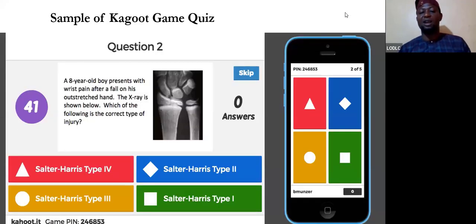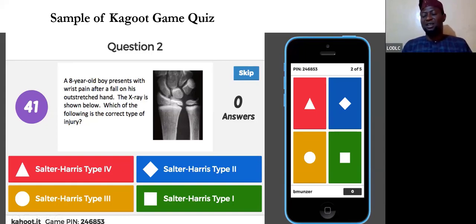This is an example of a Kahoot game quiz. We have an 8-year-old boy presenting with wrist pain after a fall on his outstretched hand. The X-ray is shown below. Which of the following is the correct type of injury? If the correct answer is Salter-Harris type 1, and you choose Salter-Harris type 4, you are wrong. So this person chose A for this answer, but the answer is Salter-Harris type 1. We have so many gamified quizzes.